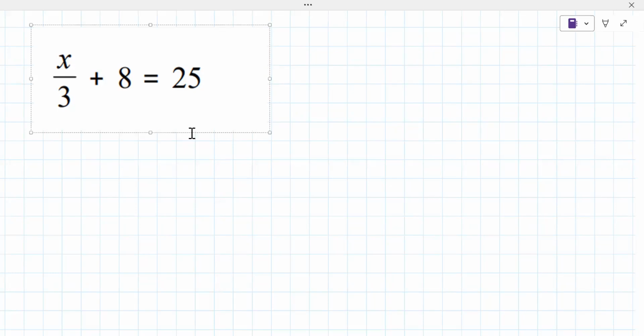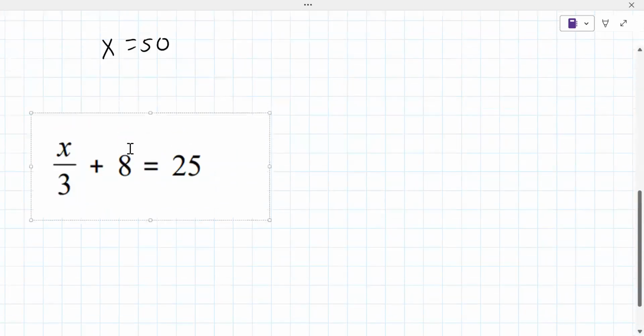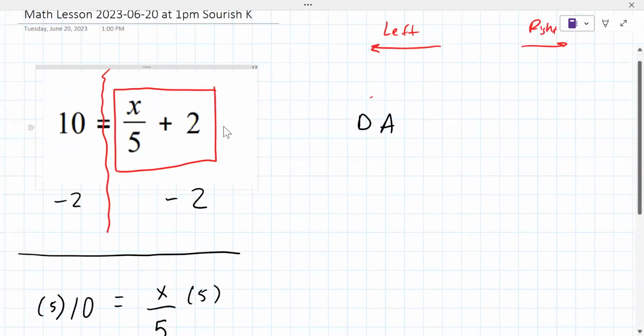What I know is that it's 24. That is not correct. Okay. So what did you do first? Multiply 8 times 3 because you have to undo. No. Here's the problem, Sourish. You didn't write this example down.